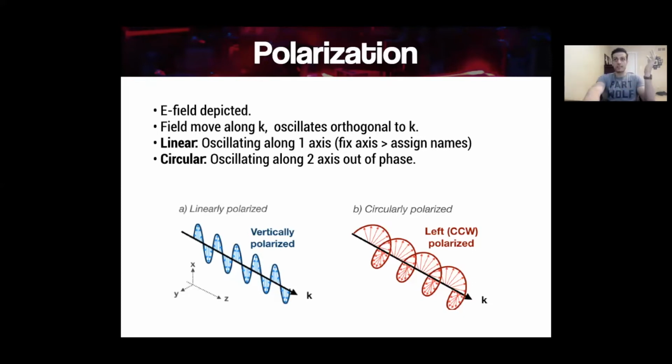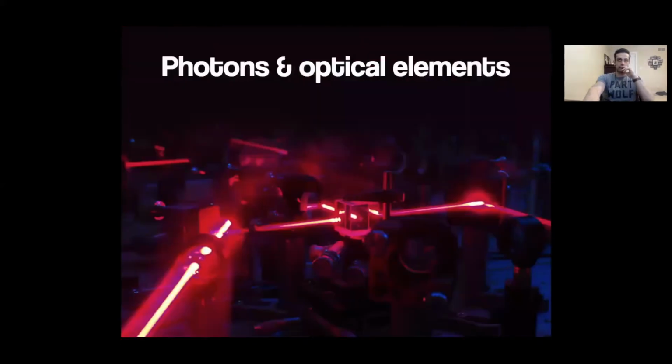So that's polarization. Those are two basic elements of optics: that the field is quantized and comes in discrete packets, and that it has some polarization. We're going to build everything else up from that.